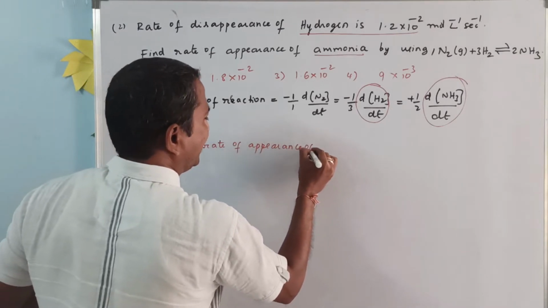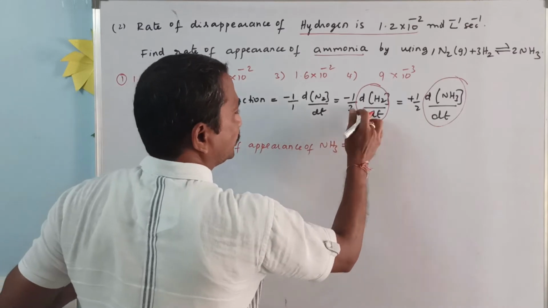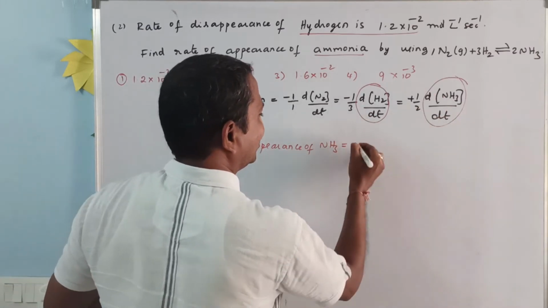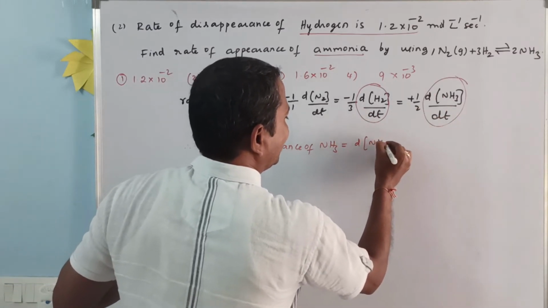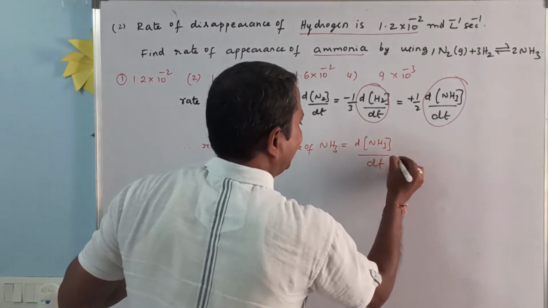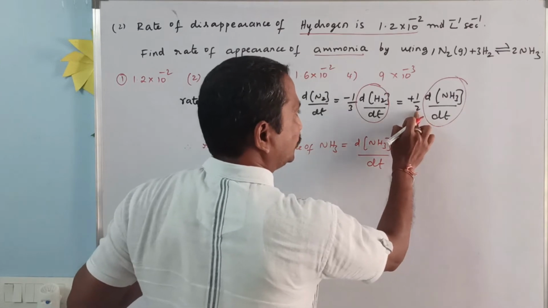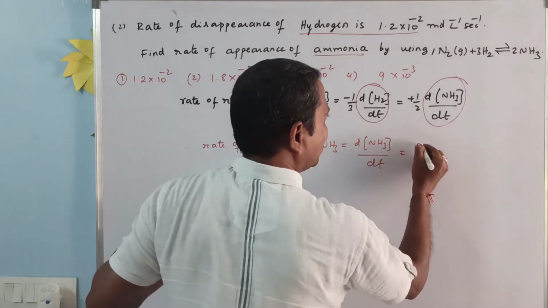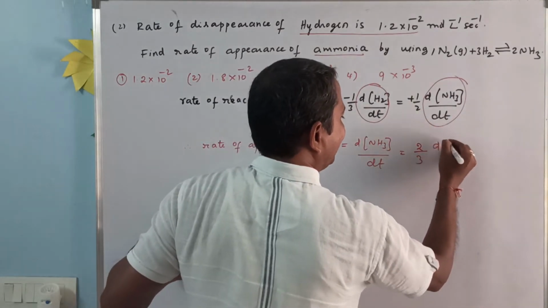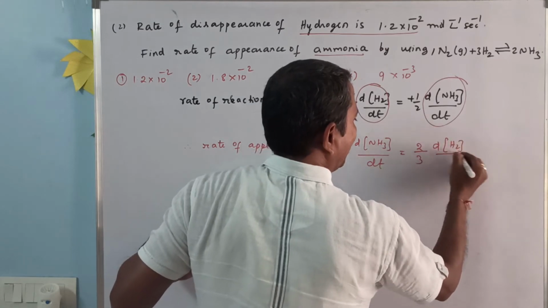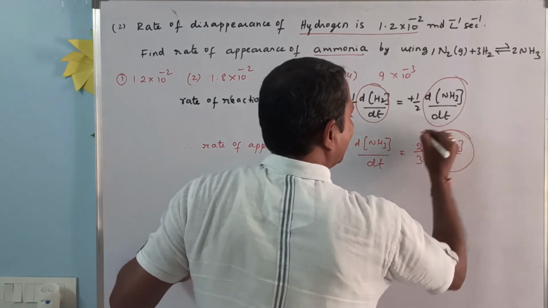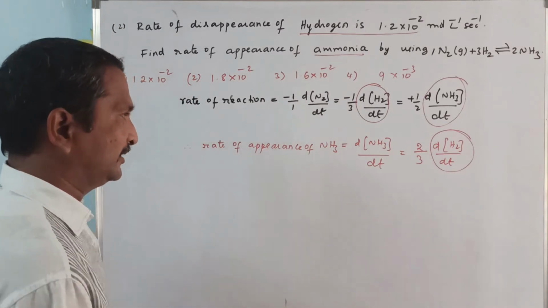Rate of appearance of ammonia. We should write the relation between these two. That is nothing but d of NH3 by dt. To find the rate of appearance of ammonia, we should change this 2 from this side to this side. So 2 by 3 d of disappearance of hydrogen. Clear all of you? This is disappearance of hydrogen.